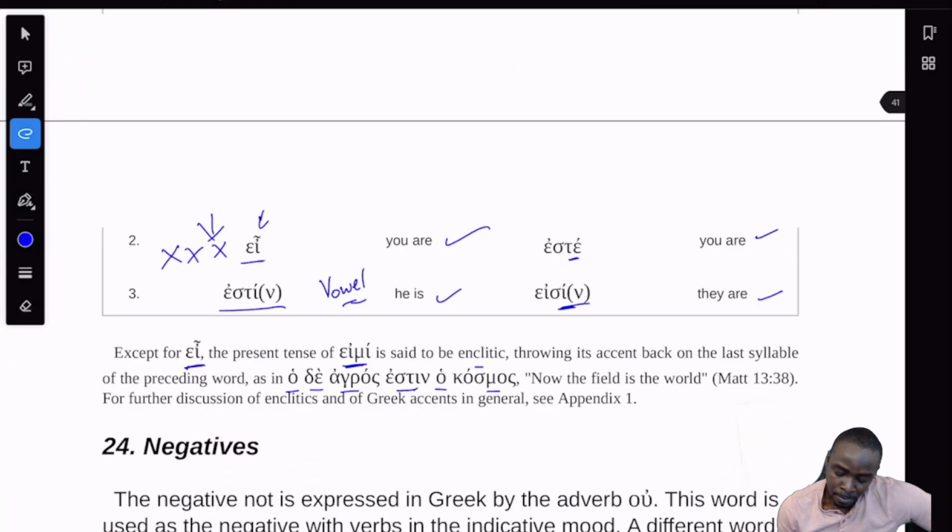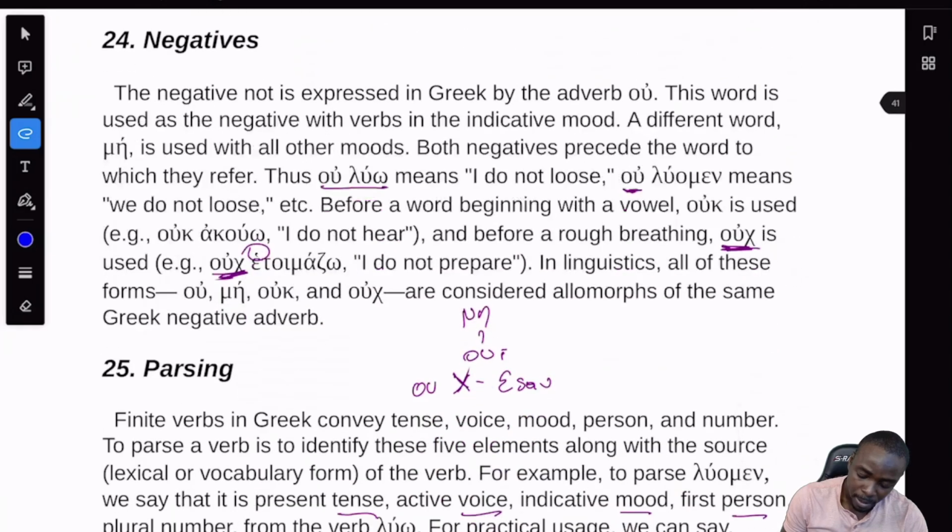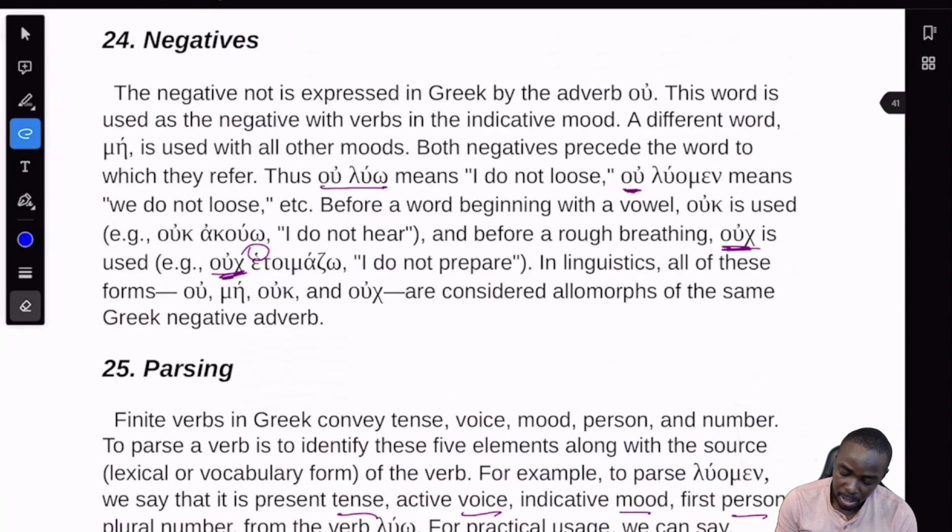Enclitics. Right. Let's talk about negatives. There's a way to say no, not, and so on in Greek. Some of my notes here. Let me get some of that. I'm trying to get this out, but it's not going. Some of the other notes could stay.